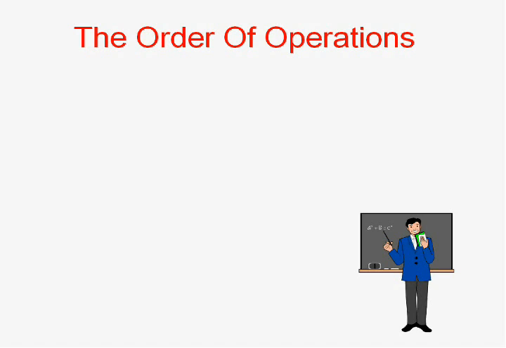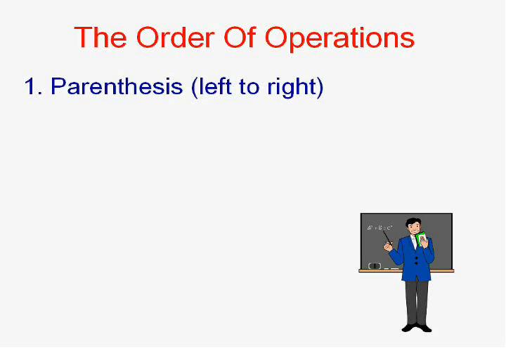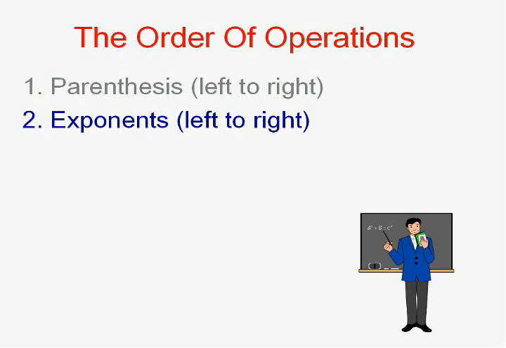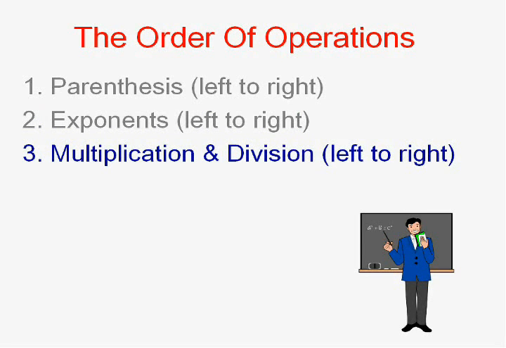Just in case you've forgotten, for the last time we're going to tell you, when you're faced with more than one operation, you've got to do, number one, parentheses, and if there's more than one, we'll work left to right. Then, after all the parentheses are done, and only then, do you work through the exponents. Then, you do your multiplication and division. Once again, left to right.